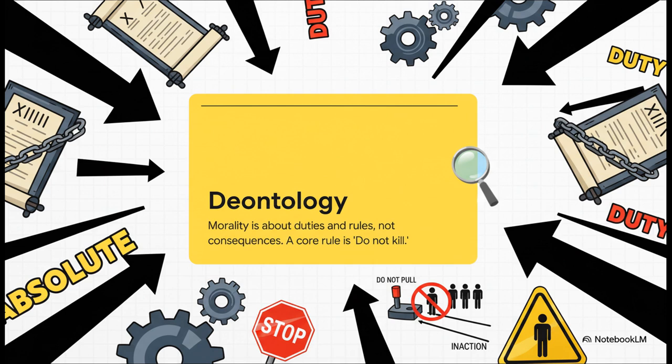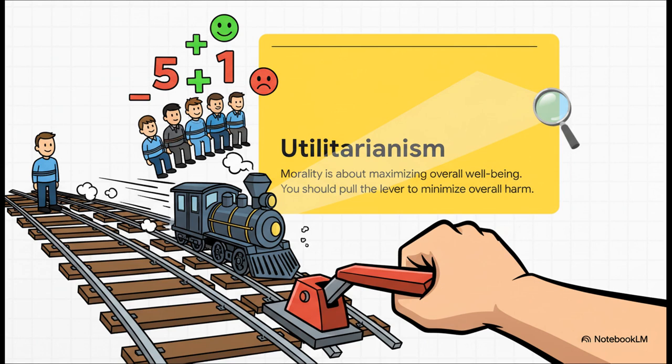So if you pull that lever, you are making an active choice to kill a person. That's a breach of the rule. So for a strict deontologist, your hands are tied. You can't pull the lever. Okay, now let's flip that completely on its head and talk about utilitarianism. This framework couldn't care less about rules. It's all about the outcome.